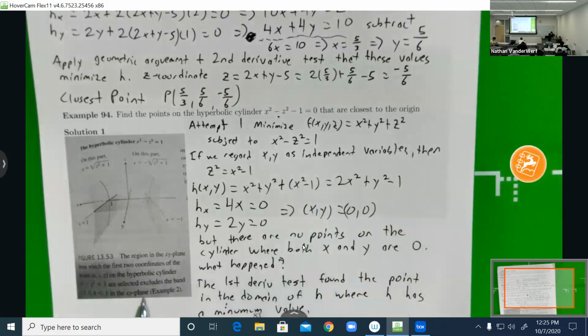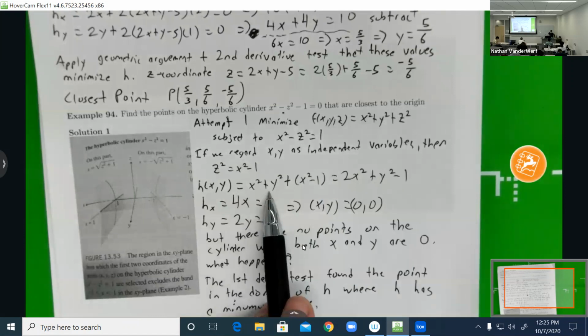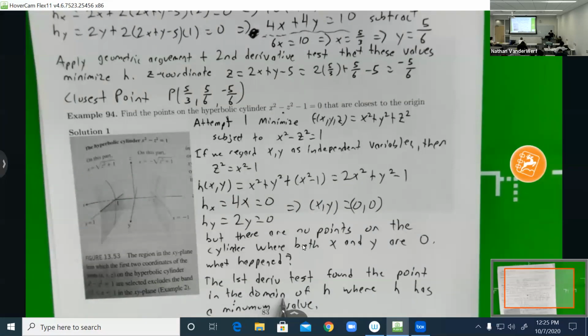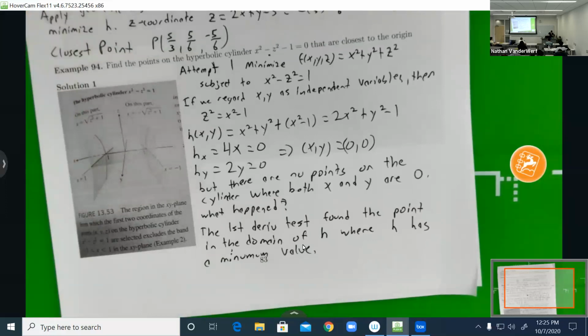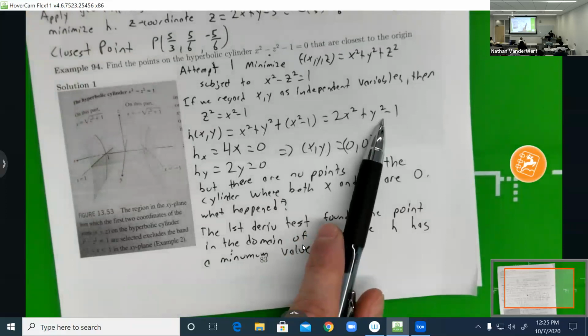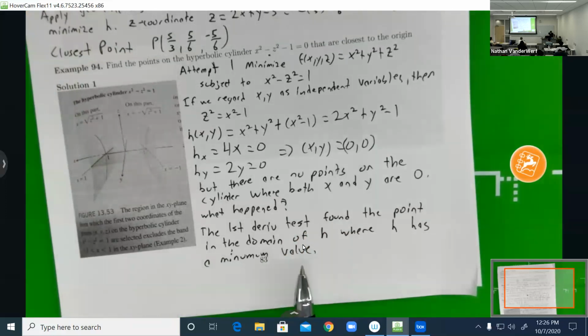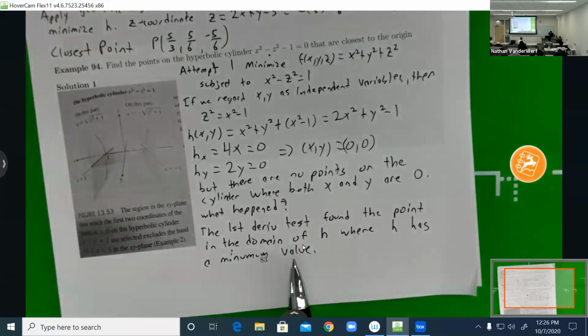So what happened? What went wrong? The first derivative test did everything that it was supposed to do. It looked at this function h that we made, which depended on x and y, and it said, okay, we're trying to find a min or maximum value, and it found that there would have been a min or max at 0, 0 with a value of 1, or minus 1, I guess.